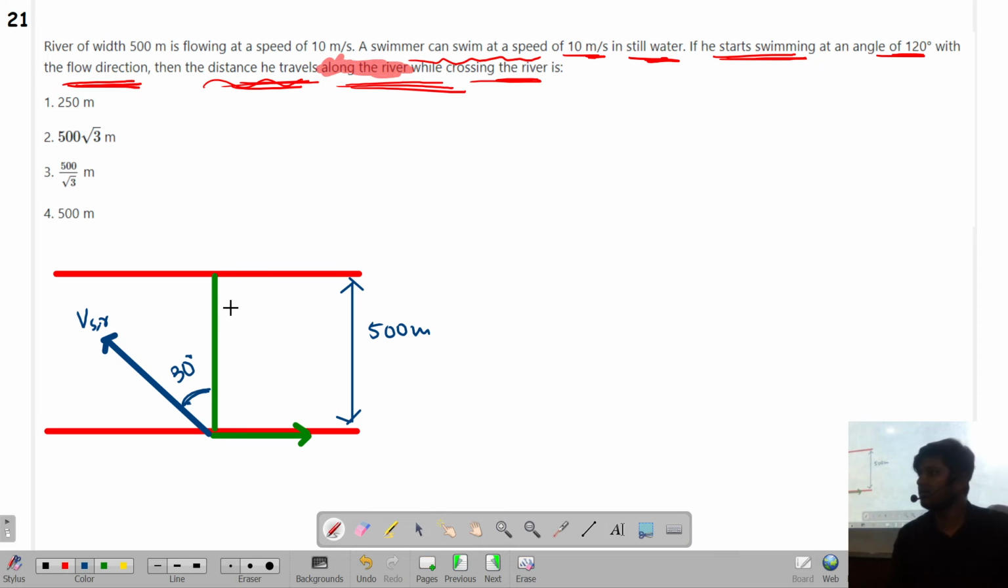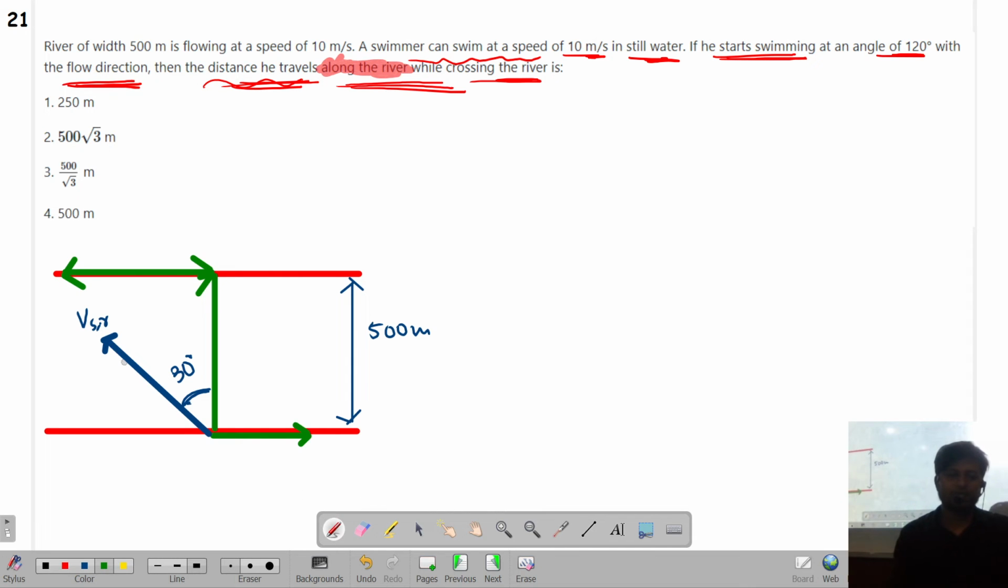Now look over here. What I am saying, guys, is that this particular path is perpendicular to the direction of the river, or not? Tell me yes or no. Along the river means which path, which particular line? This is the line which the person travels along the river. This is the distance along the river. Got it?